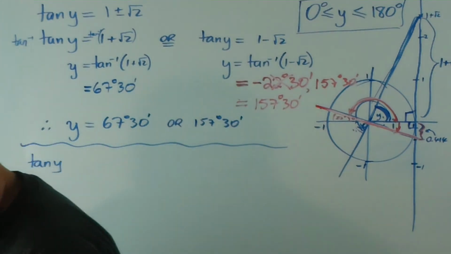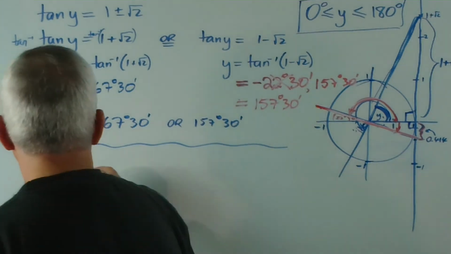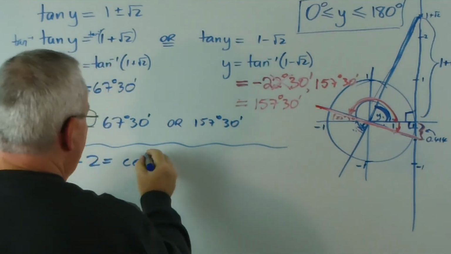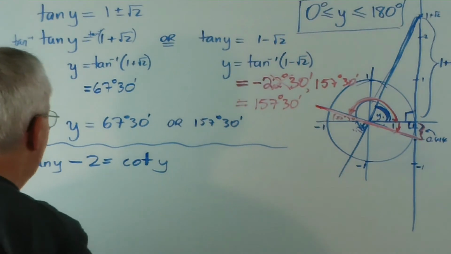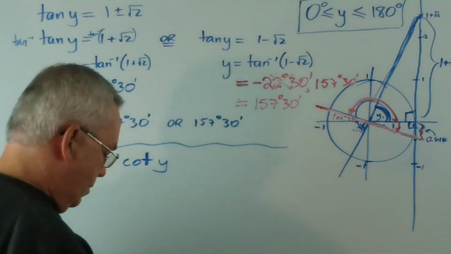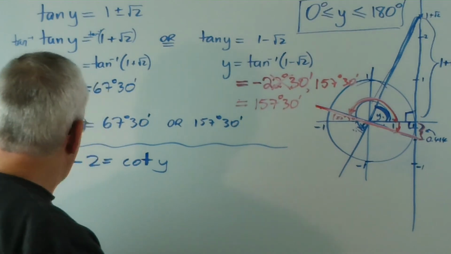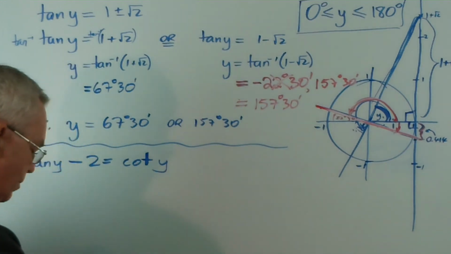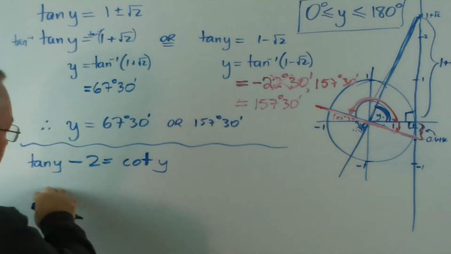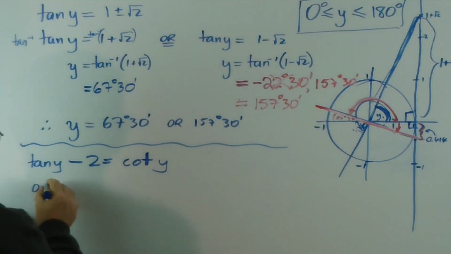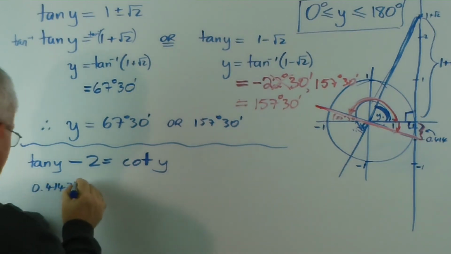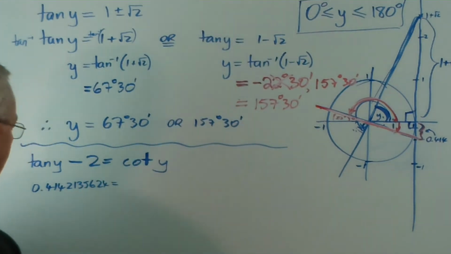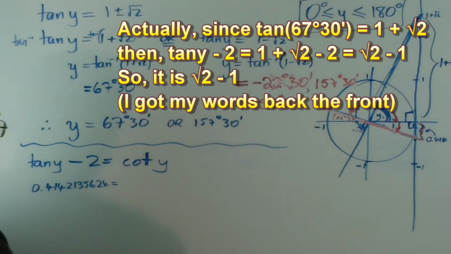So we started off with tan y minus 2 is cot y. Okay? Let's put this number in. What's tan of this? So, tan 67 degrees and 30 minutes, minus 2 equals, now I've got an interesting decimal. There are a few ways we can do this, but let's not. That's looking suspiciously like 1 minus root 2, isn't it?